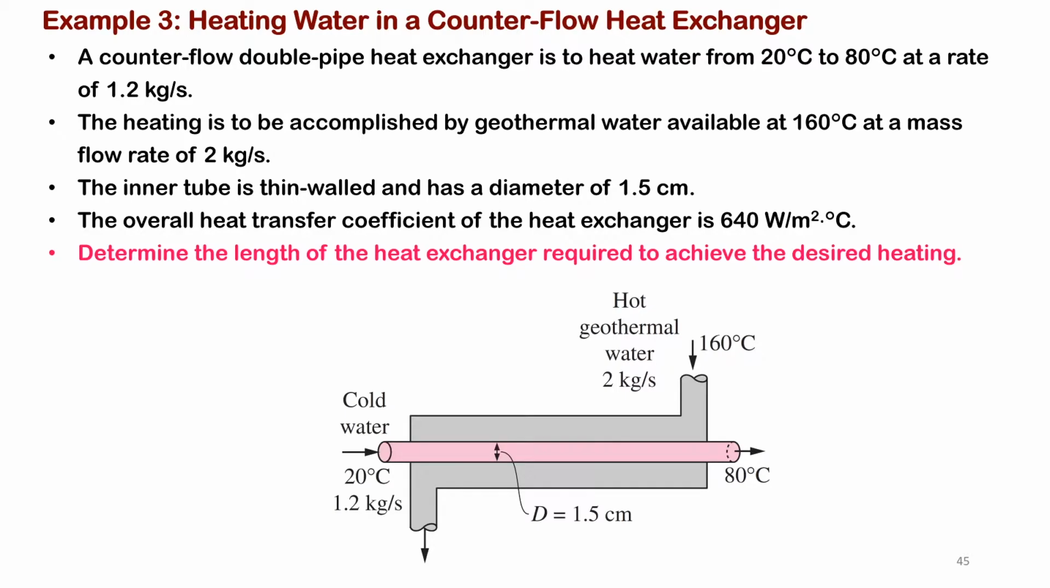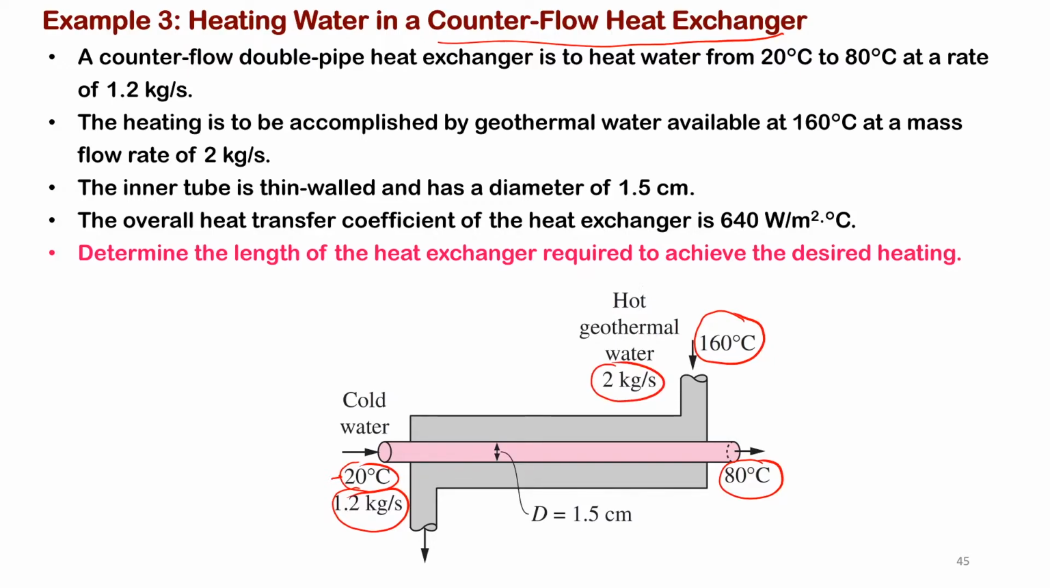Look at this example. In this case, we have a counter flow heat exchanger. So we would like to heat water with geothermal water. The cold water at 20 degrees Celsius and 1.2 kilogram per second mass flow rate enters the system, and we want to reach 80 degrees Celsius with this water. And the available hot geothermal water is at 160 degrees Celsius at a rate of 2 kilogram per second.